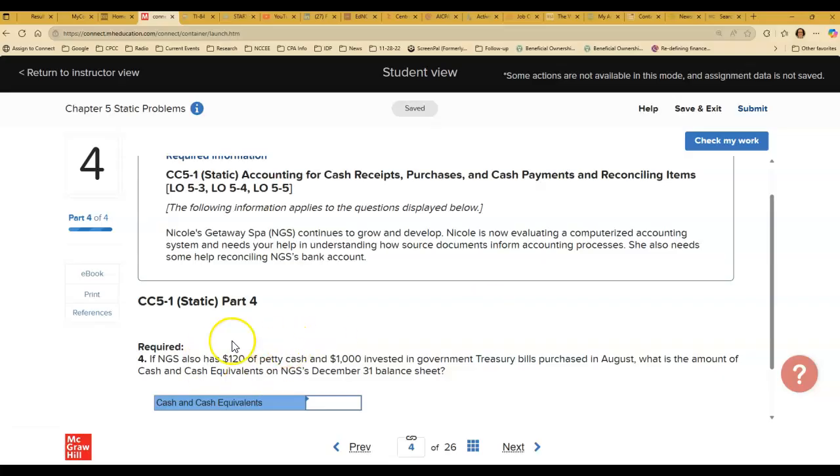All right? So there's $120 of that. And then we've also got $1,000 invested in government treasury bills purchased in August. All right? Now, a couple of things on this one. Don't miss this. What's today's date? December 31. So we purchased T-bills back in August. So that's August, September, October, November, December. That was 4 months ago. You with me?